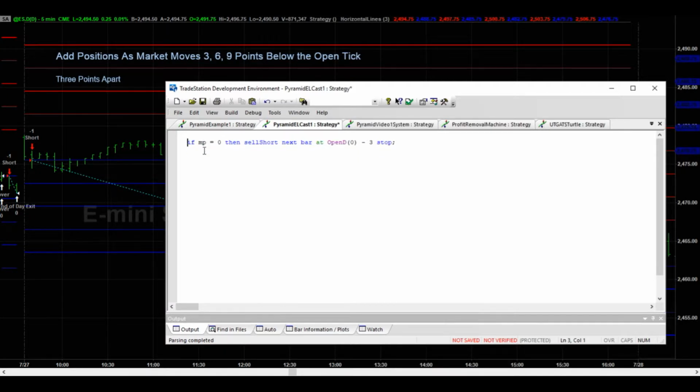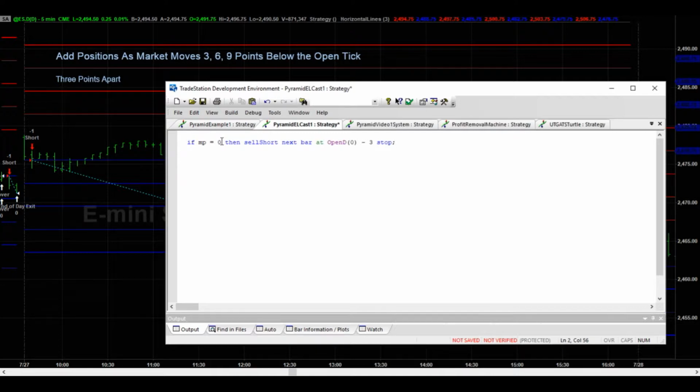Okay, let's look at this, because we've got to do a couple things before this would be verifiable, or you couldn't compile this because there's a variable in there that it doesn't recognize, and that variable is called MP. Now basically what I'm saying here is if the market position is equal to 0, so you have no position, you're not long, you're not short, you're just flat. Let's then sell short on the next bar at the opening of the day minus 3 on a stop.